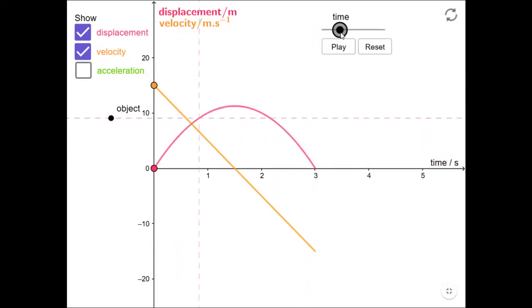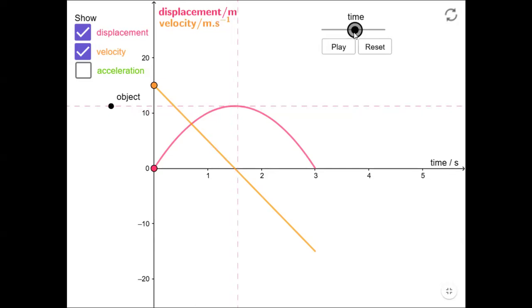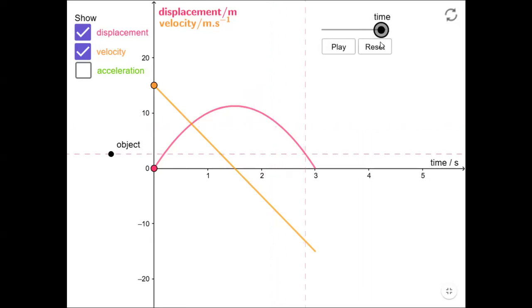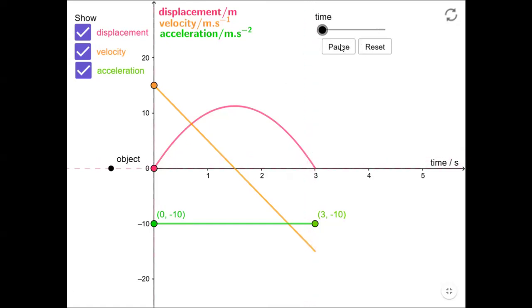When velocity is above the x-axis, the object is increasing. And when your velocity becomes 0, it's momentarily at rest. When it continues to drop down, your velocity becomes negative, right? And let's go with acceleration. We see the acceleration is constantly negative 10. So that's what happens.